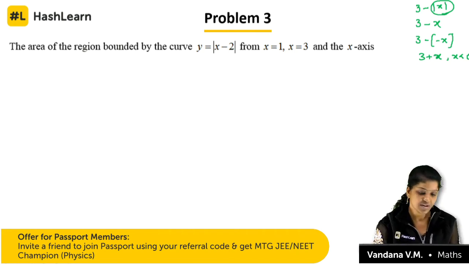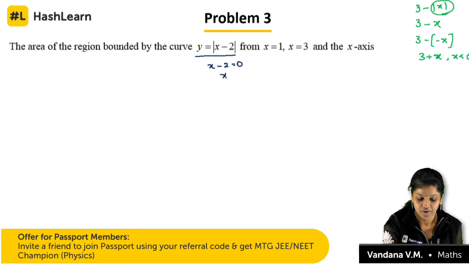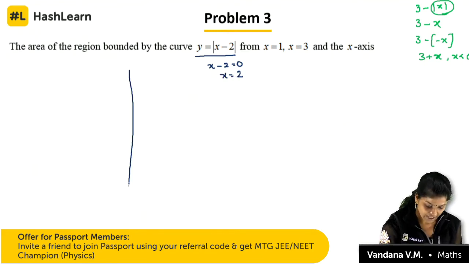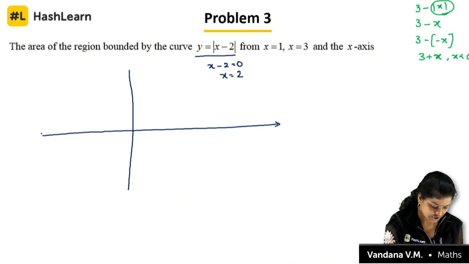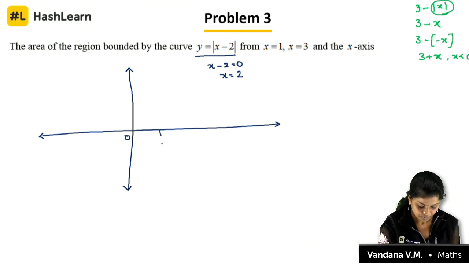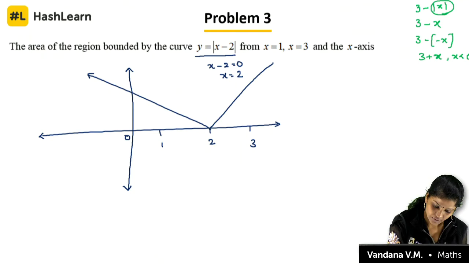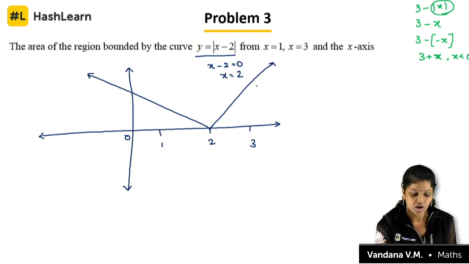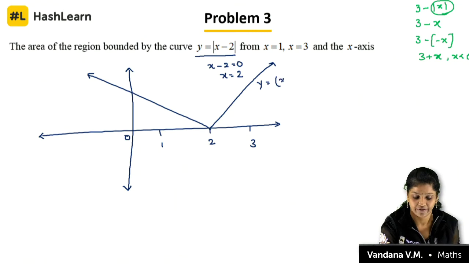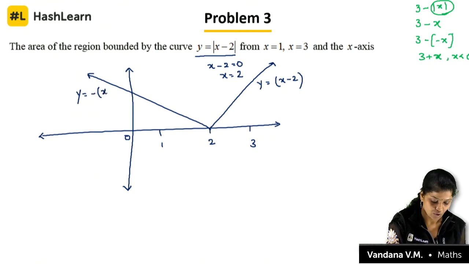Okay. Next question. The area of the region bounded by the curve. I told you how to draw the graph: x minus 2 is equal to 0, x is equal to 2. So that means at x is equal to 2, it is changing. So 0, 1, 2, 3 and so on. Now at x is equal to 2, y is equal to positive whatever x minus 2. After 2 it becomes y is equal to minus of x minus 2.